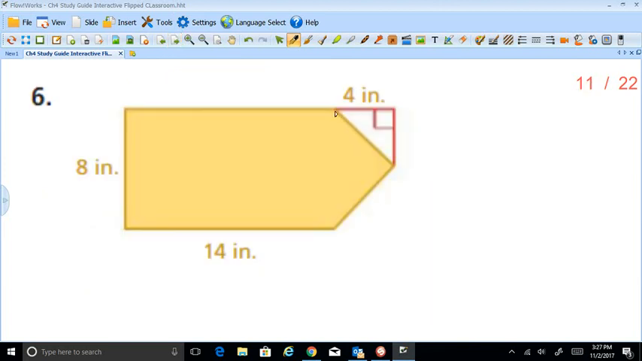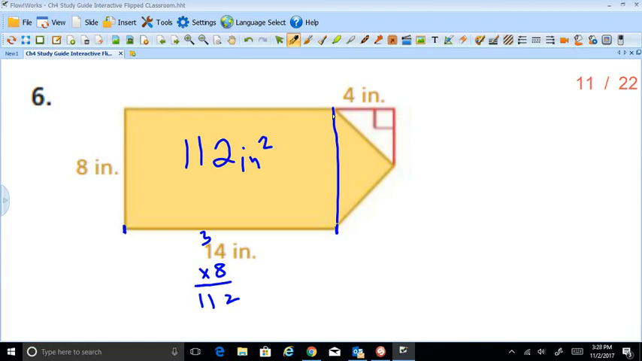Another composite figure, I can slice it right here, and now I have a triangle on the right side and a rectangle on the left side. The base from this corner to this corner is labeled as 14 inches. The height is 8 and 3, which is 11. So 14 times 11, base times height, so the rectangular portion is 112 square inches.